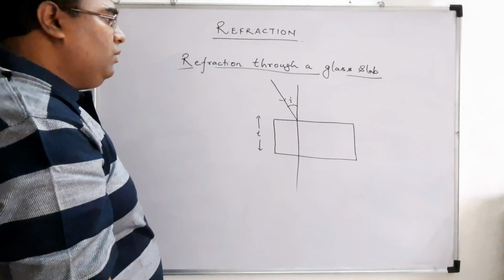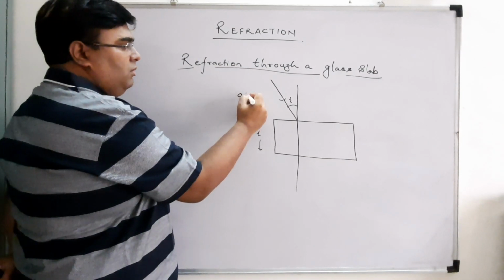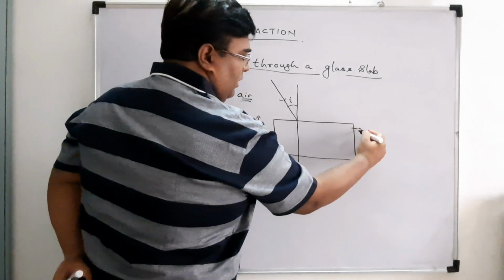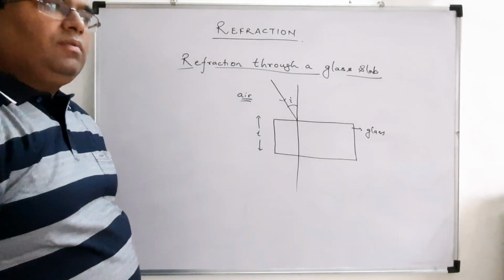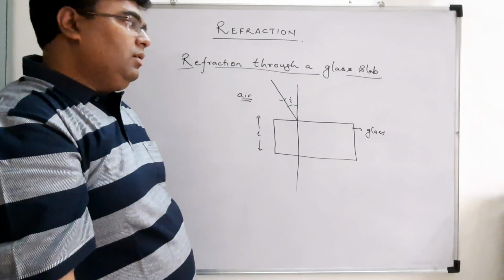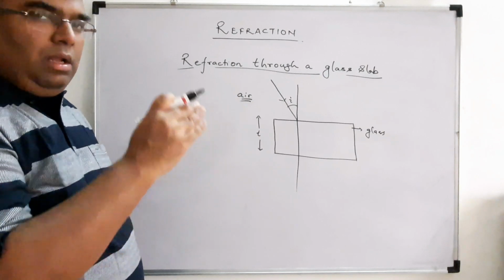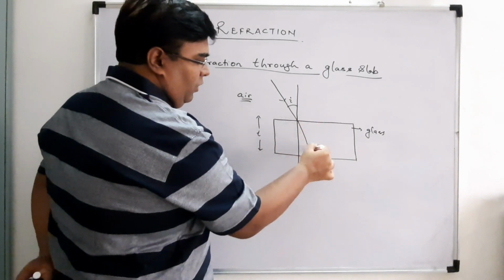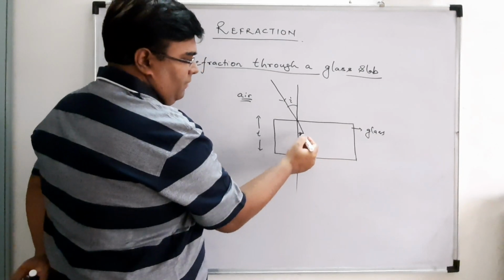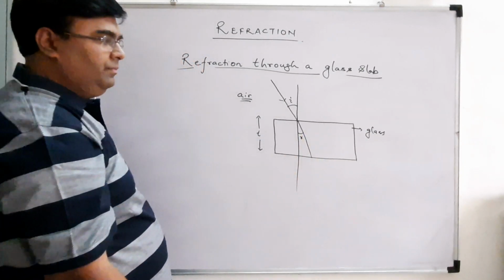Now this medium is air, and this is glass, and we know that the refractive index of glass is more than air. So what will happen? The ray will bend towards the normal. So let us draw like this. This is my R.